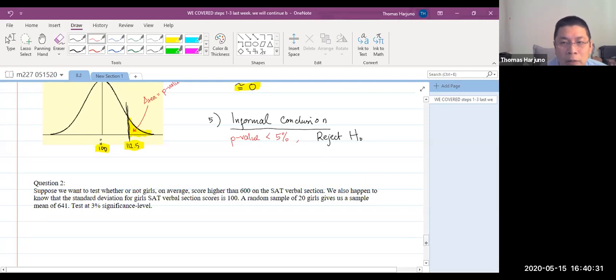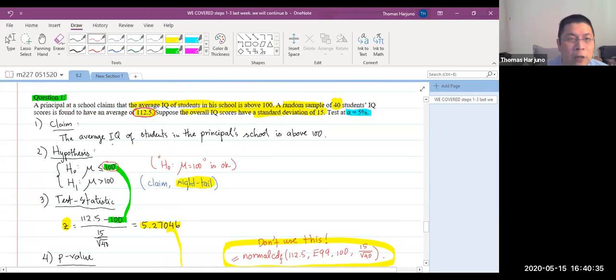Then why do we reject the null hypothesis? Well, because if 100 is the average supposed to be, then it will be so hard to get the sample mean of 112.5. So it is more likely that the alternate hypothesis is the true one, right? That's why we reject this. If the alternate hypothesis is more likely to be true, then we reject the null hypothesis. That's what we say there.